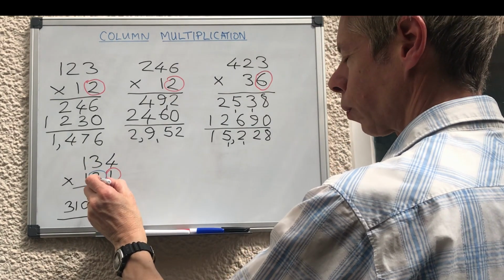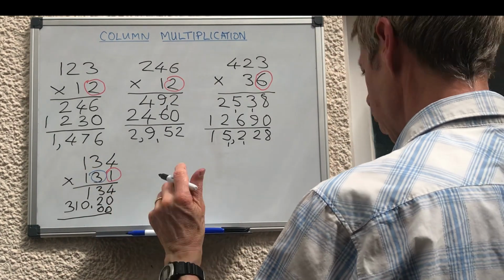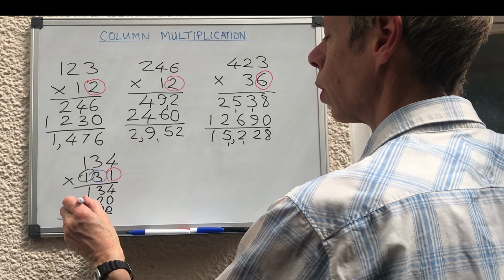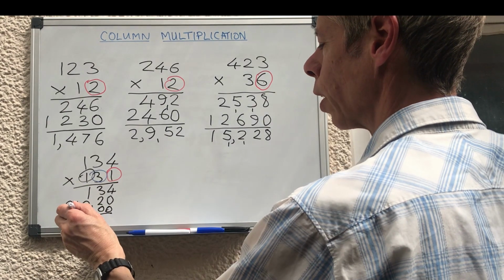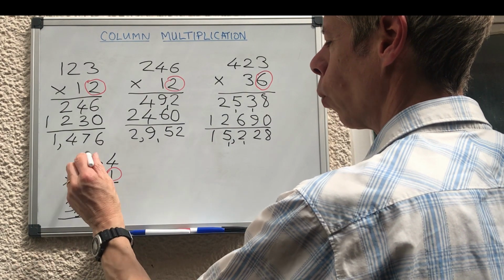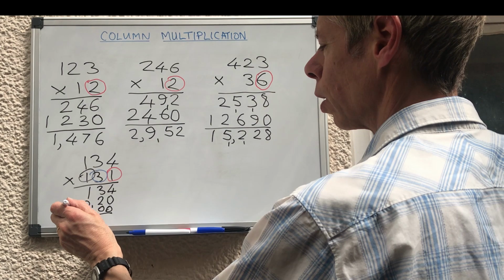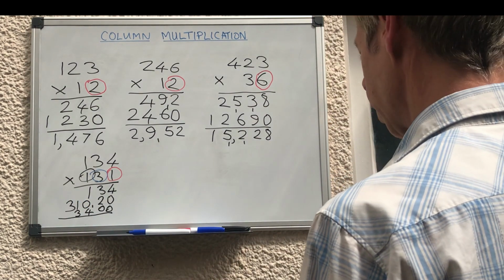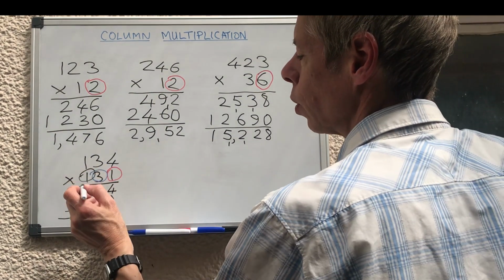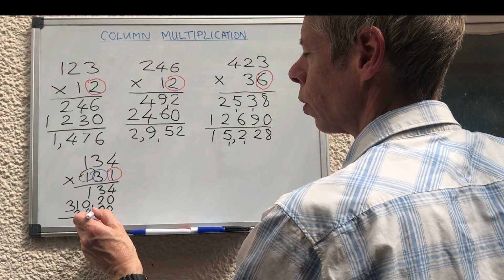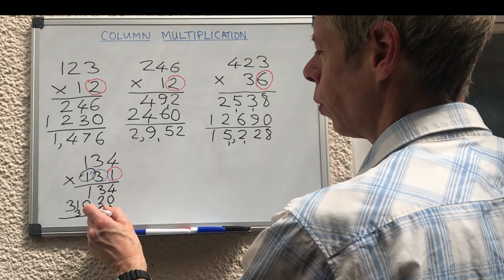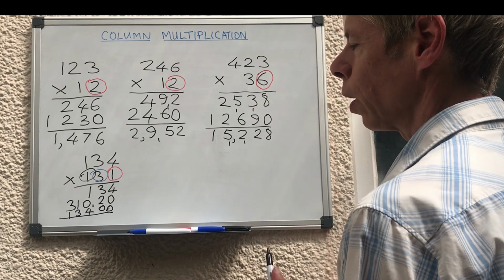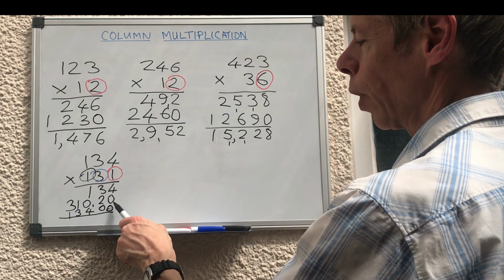I've just about left enough room here. So we're doing the 1 now. 1 times 4 is 4. We're doing 1 times 3 is 3, and 1 times 1 is 1. Right, something's gone wrong there, I believe. What do we do? 3 times 4, no, 1 times 4 is 4, 1 times 3 is 3. Right, so we know we've gone wrong because that number can't be less than that number.